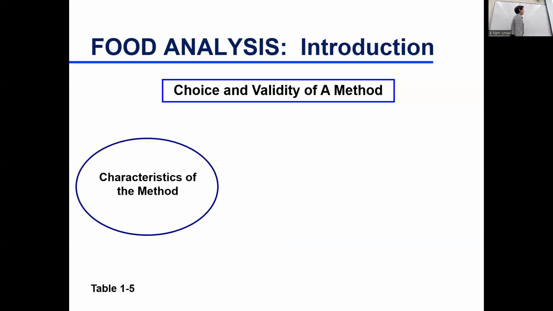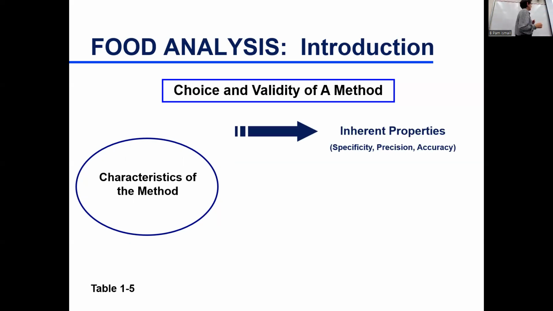All right, now I want to choose a method. And I want to make sure that method is valid, or that I can trust the results of that method. So I need to think about the characteristics of the method from different perspectives. So first of all, I look at the inherent properties of the method. We're going to spend some time in chapter 4 to talk about specificity, precision, and accuracy. But let's see what you guys know about that. I know you heard the terms precision and accuracy before, maybe specificity. So let me see what you remember.